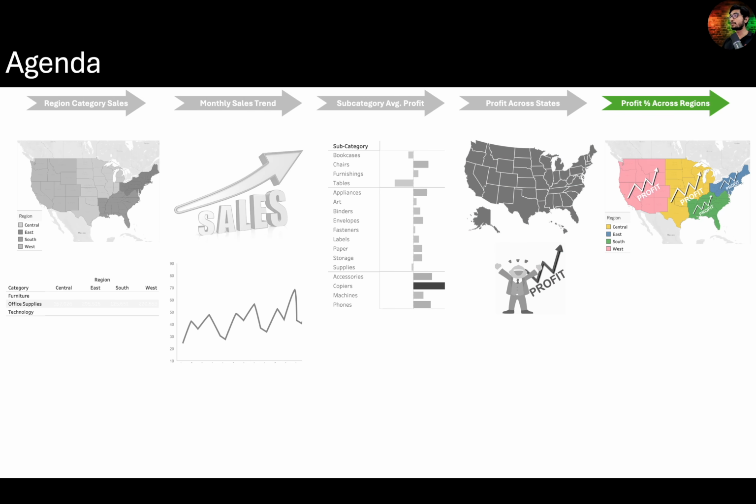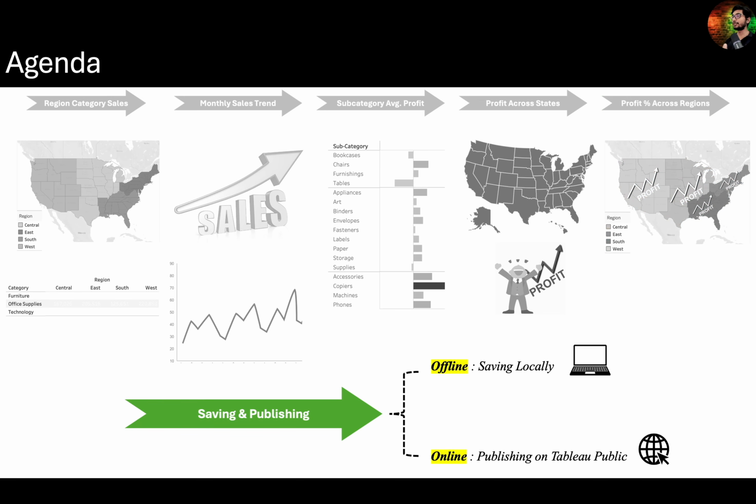After that, we'll look at how profit is distributed across the 4 major regions and build a visualization that clearly shows that breakdown. And finally, I'll show you 2 different ways to save your Tableau workbook and visualizations. One is saving offline and the other one is publishing the work on Tableau Public so that you can easily showcase your visualizations and dashboards with the whole of the Tableau community.